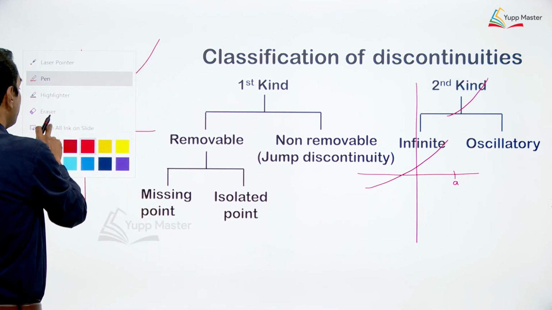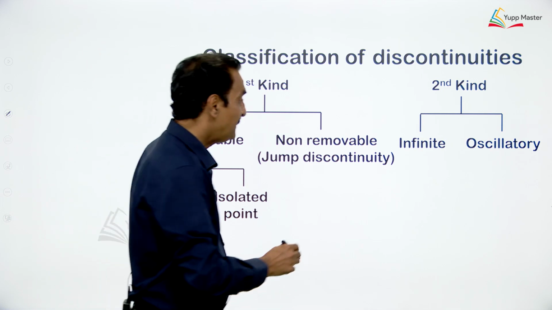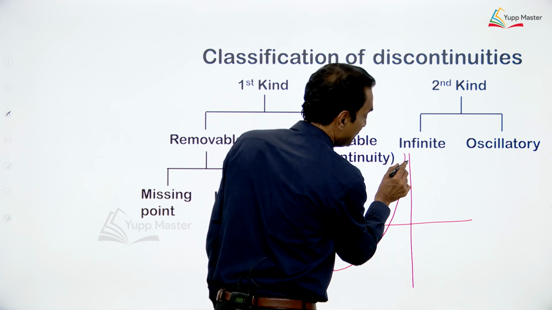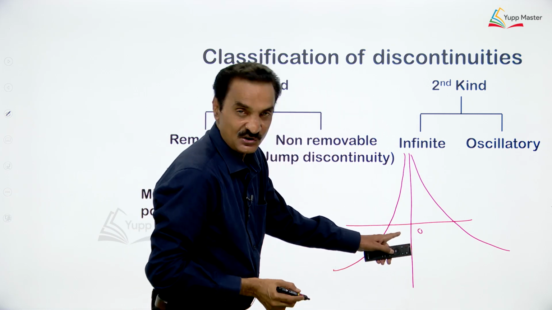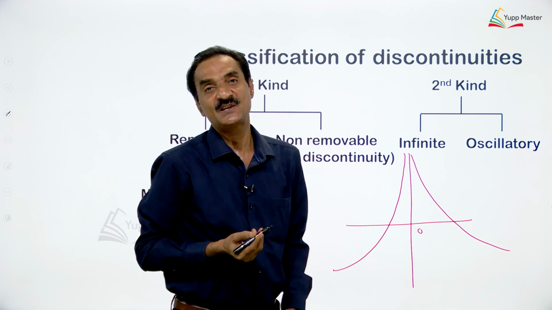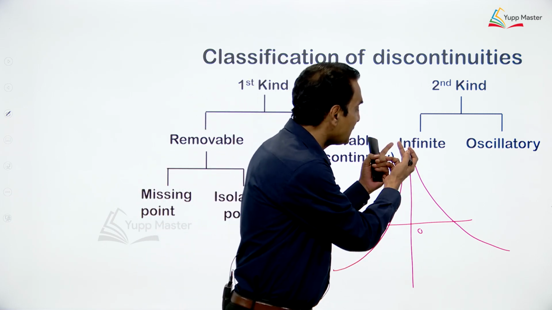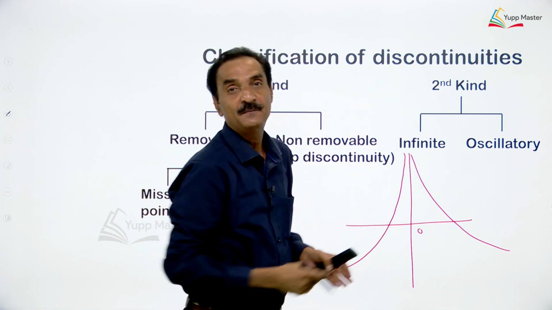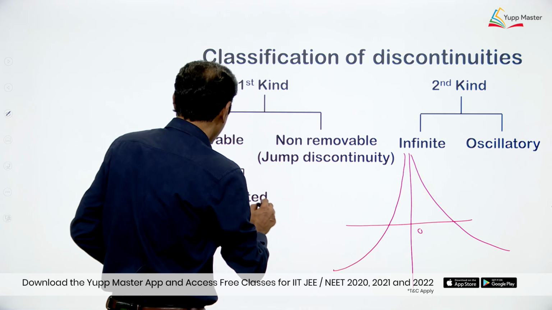Next, discontinuity of second kind: infinite discontinuity and oscillatory discontinuity. Infinite discontinuity is this kind of discontinuity. Suppose there is a curve like this. When x is 0 minus, it is tending to plus infinity. When x is 0 plus, it is tending to plus infinity. So, it is discontinuous at x is equal to 0. At x is equal to 0, value is not defined. Even if it is defined, it cannot be connected to both right side curve and left side curve, because both sides it is approaching infinity.